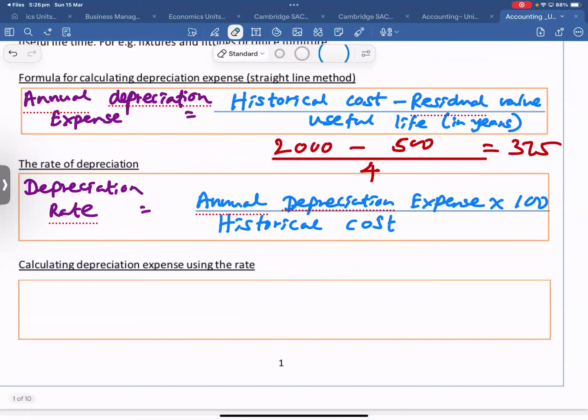Okay, guys. Right, then what do we do? If you want, yeah, we can calculate it. So this one, we are getting the depreciation rate as a percentage per annum. So this one we are getting a percentage per annum. Right?